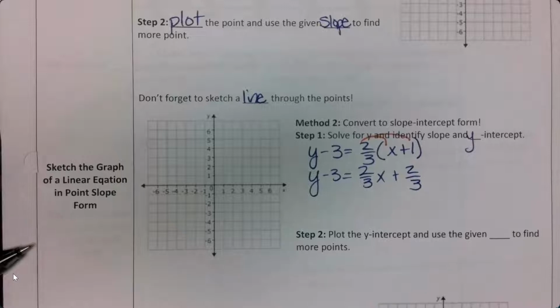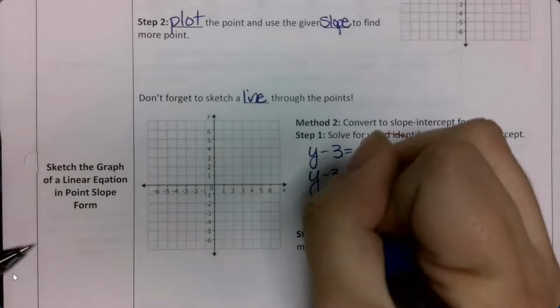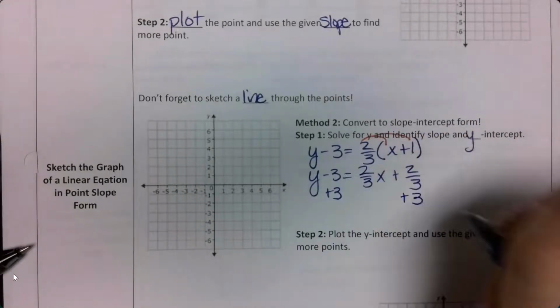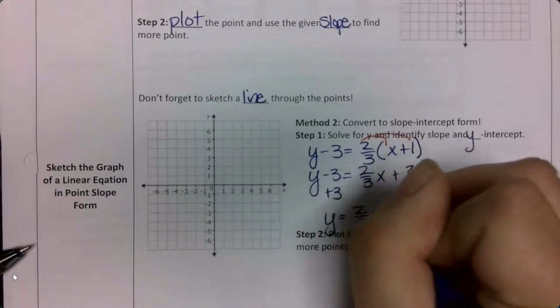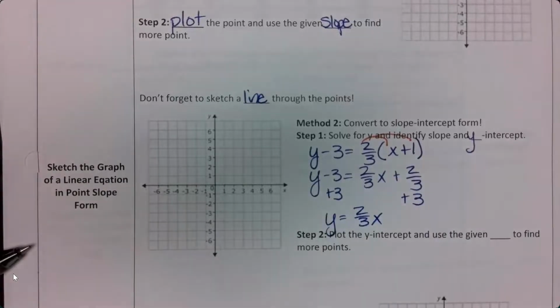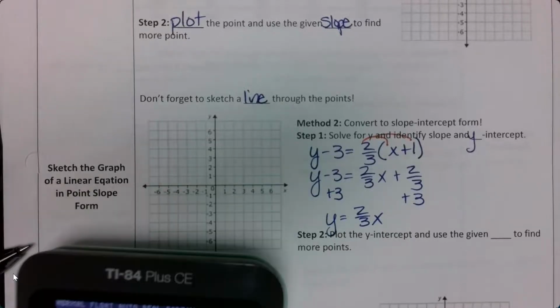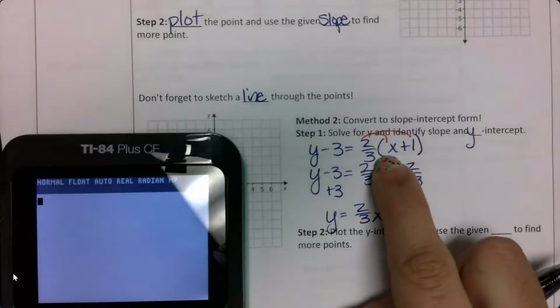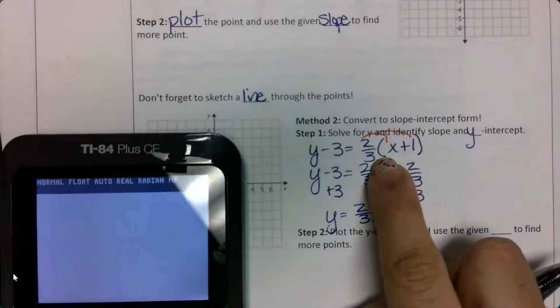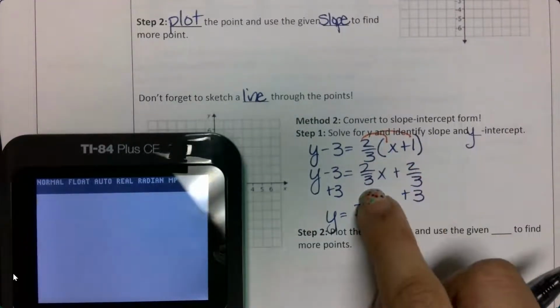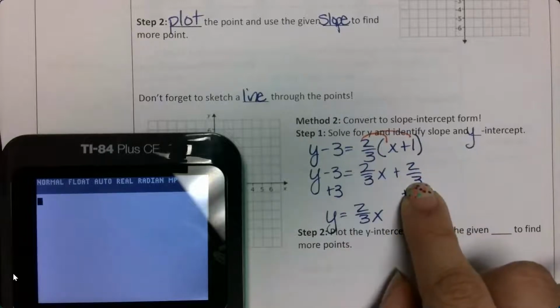Okay. What do I do to get y alone now? I add 3. I want to do the opposite of that sign. Okay. So the 2/3 x is going to stay the same. Do you guys know 2/3 plus 3 off the top of your head? I distributed the 2/3. I took the 2/3 times x. That gave me 2/3 x. 2/3 times 1 gave me 2/3.